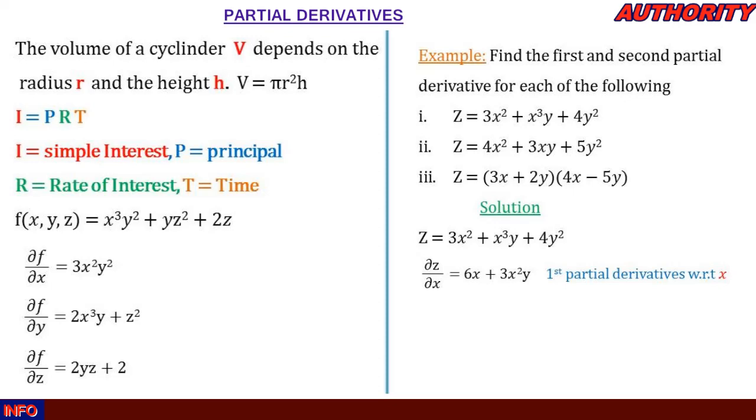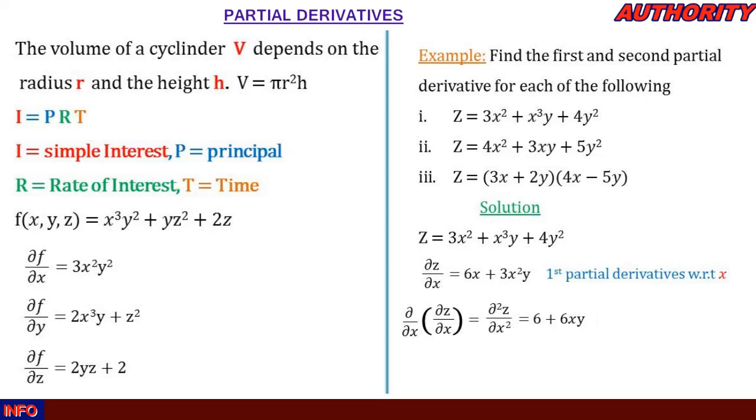When we differentiate again with respect to x, we take the partial derivative with respect to x of the partial derivative of z with respect to x, which gives you the second derivative of z with respect to x.